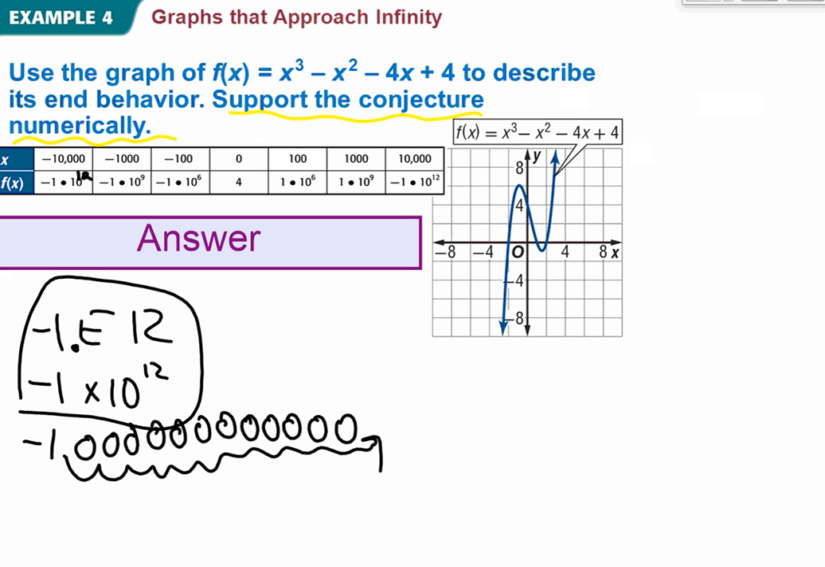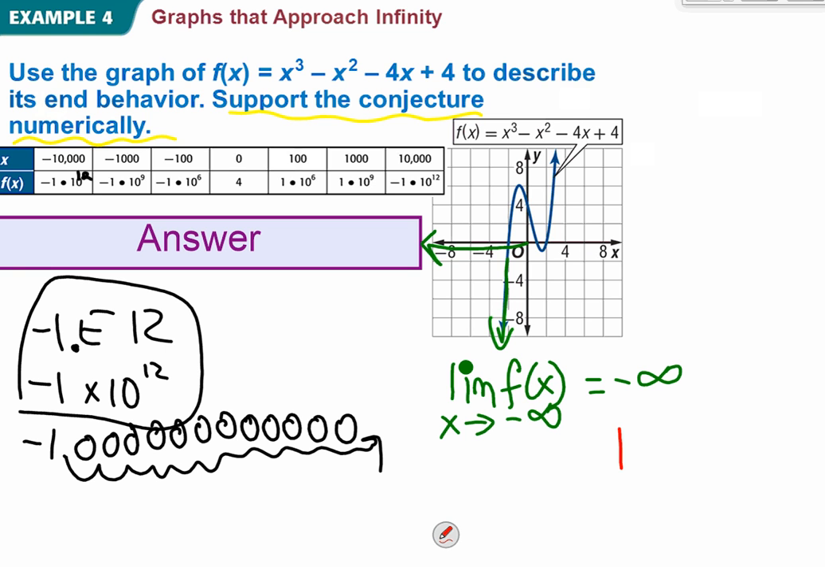So now we want to use this limit notation. Our answer is the limit of f of x as x goes to negative infinity is equal to negative infinity. That means as x goes to negative infinity, this graph is also going to negative infinity. And then the limit of f of x as x goes to positive infinity. So as we go out to positive infinity, that is equal to positive infinity.